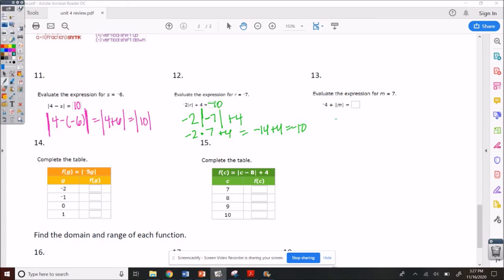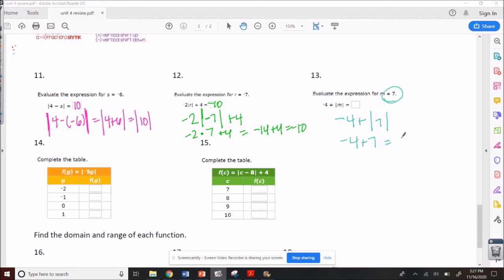And last, we have -4 plus the absolute value of m. M is positive in this case. So if it's positive, you keep it positive, and -4 plus 7 is 3.